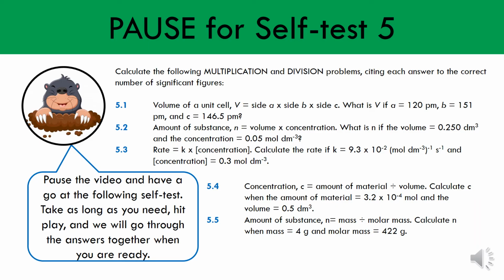Okay, so pause for self-test 5 here. I would like you to calculate the following multiplication and division problems, and I would like you to cite each answer to the correct number of significant figures. So you'll have to look for the variable with limiting precision in each case. Pause the video, answers will be on the next slide.